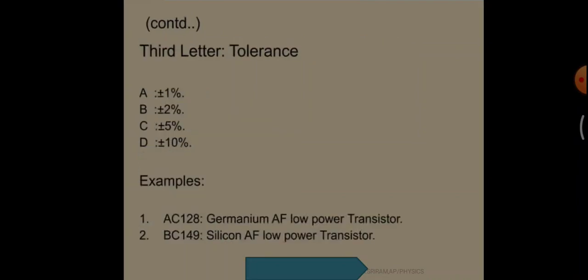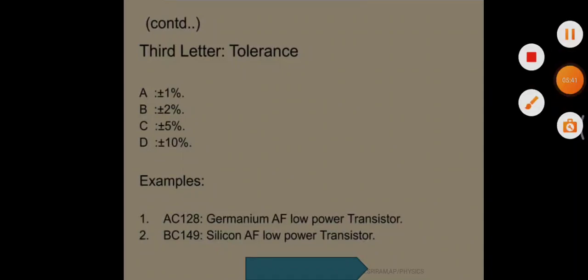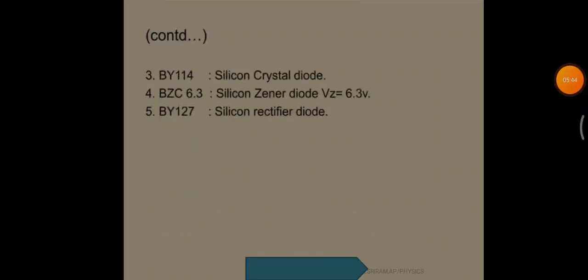The third letter is tolerance: A plus or minus 1%, B plus or minus 2%, C plus or minus 5%, and D plus or minus 10%. For example, AC128 is a germanium AF low power transistor, BC149 is a silicon AF low power transistor, BY114 is a silicon crystal diode, BZY6.3 is a silicon Zener diode with 6.3 volts, and BY127 is a silicon rectifier diode.